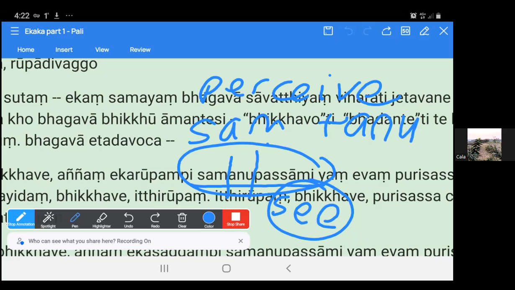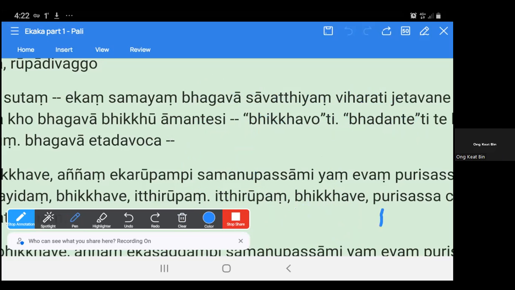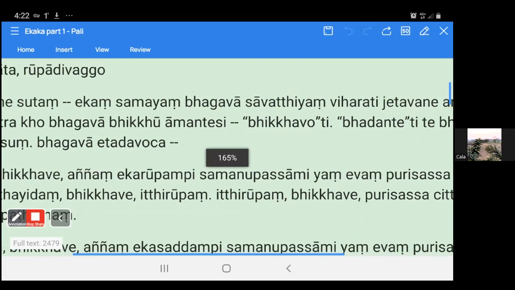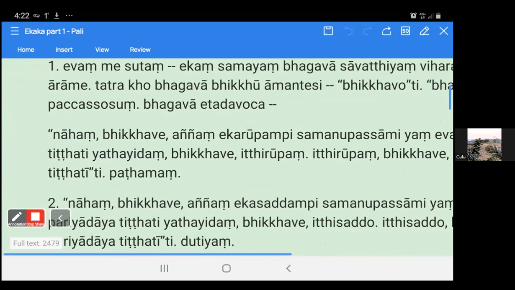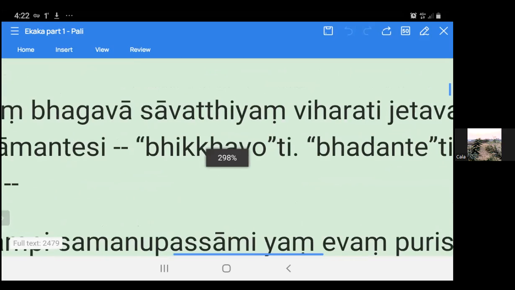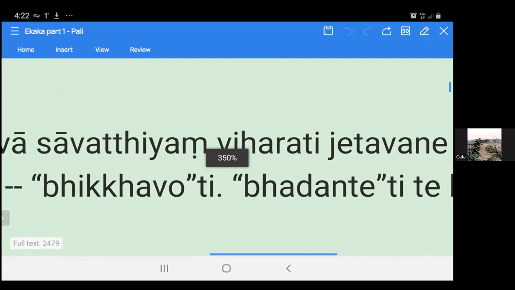Okay. So where is another verb that you can see here? So another one is viharati. Okay, can you find the prefix in viharati?